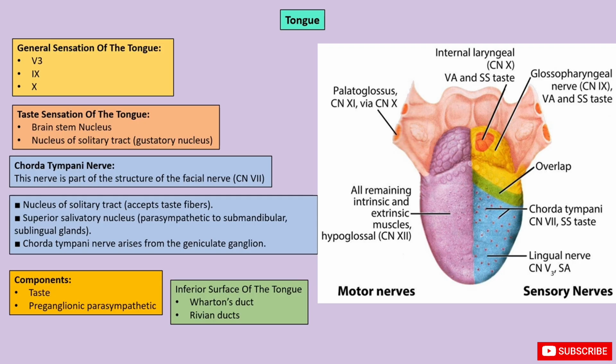Now, one more important point about the superior salivatory nucleus. The superior salivatory nucleus in the brainstem provides parasympathetic secretomotor fibers to your submandibular, sublingual, and also to your lacrimal gland.